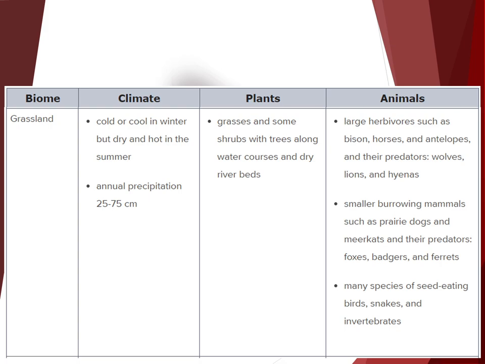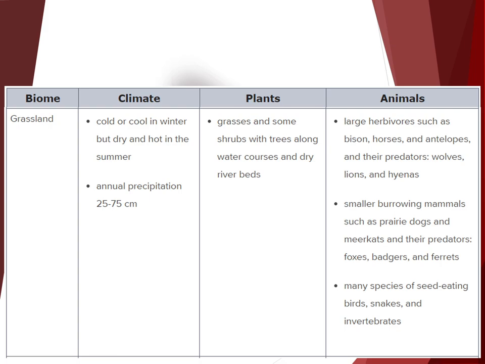Grassland biomes are characterized by cold or cool winters, but hot and dry in the summer, with an annual precipitation rate that ranges somewhere between 25 centimeters and 75 centimeters. Plants you'll find there, like its namesake, are typically grasses with some shrubs, and small numbers of trees, usually along watercourses or dry riverbeds.